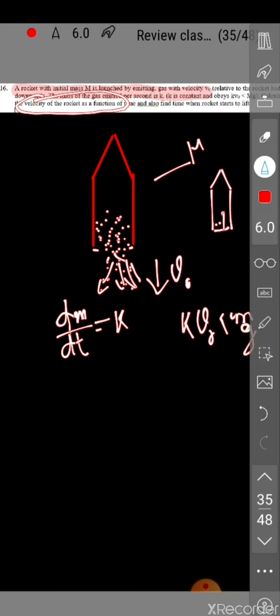So here the weight is equal to m minus kt into g. And there will be a thrust force on this. The thrust force, we know, is dm by dt times v relative. So dm by dt is equal to k and v relative is v0. Multiplying, the thrust force acting on this is k v0.